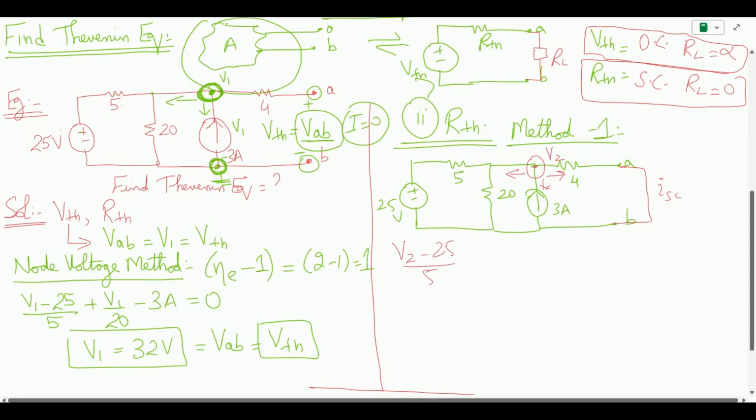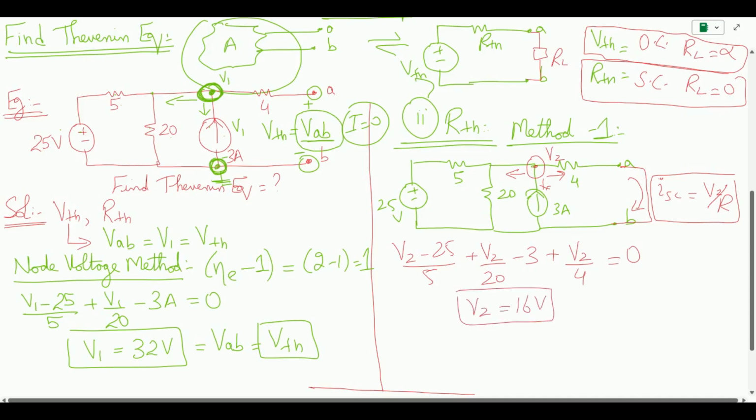Why are we finding V2? Because this I_SC depends upon V by R. Once we know V2, we can find the required R Thevenin. So (V2 - 25)/5 + V2/20 - 3. This time we write the equation for the current leaving, because the path for the current is now defined, so it is + V2/4 = 0. Once you solve this, V2 comes out to be 16 volts. Once we have 16 volts, the short circuit current is 16 divided by 4.